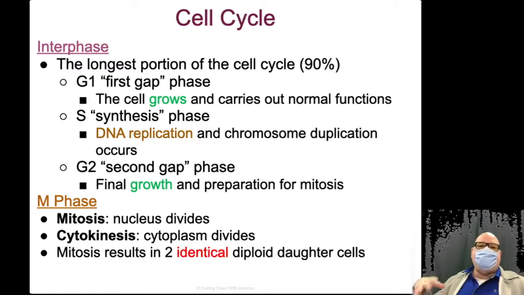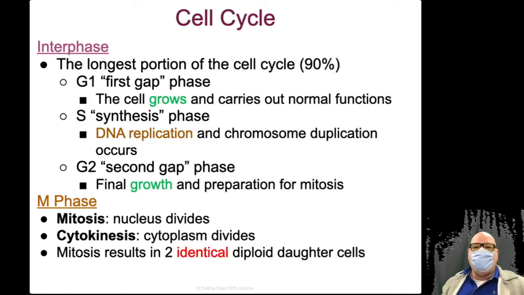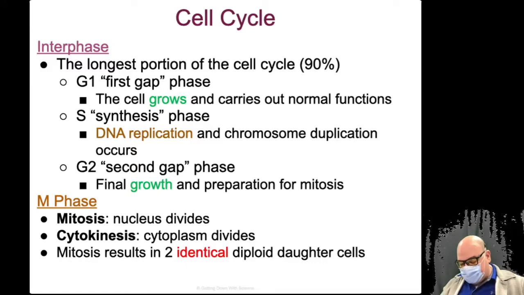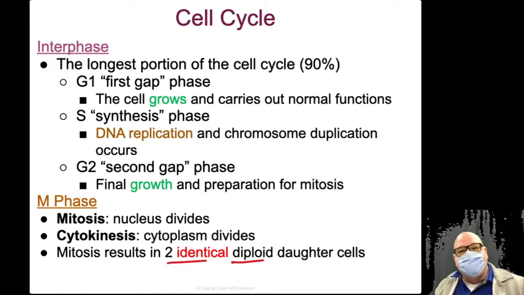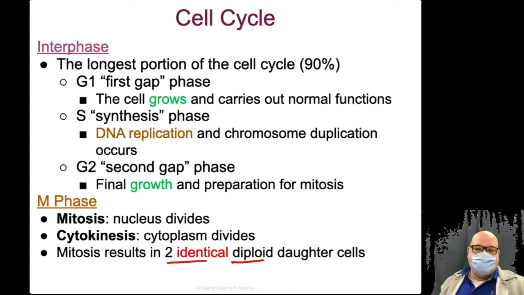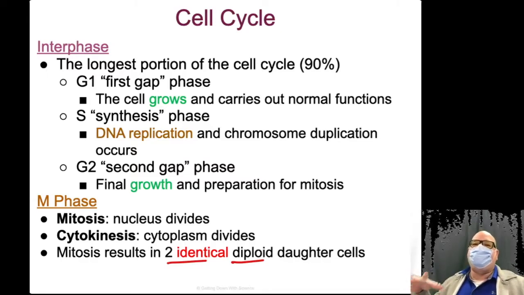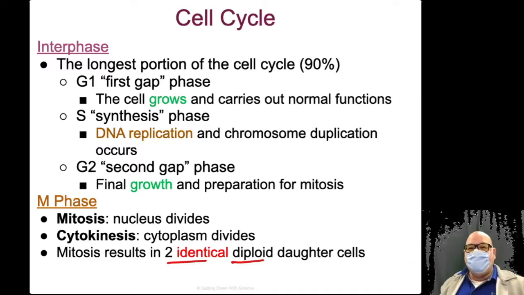So what's the end result? We have two identical daughter cells, and those cells are diploid, which means they have a full set of DNA. They've got a mom gene and a dad gene. So these are diploid. You want to maintain the same amount of DNA in all your body cells. We don't want to cut it in half every time. That would be bad.